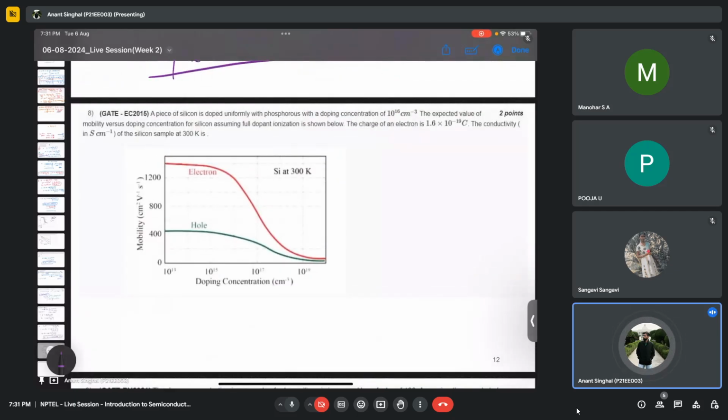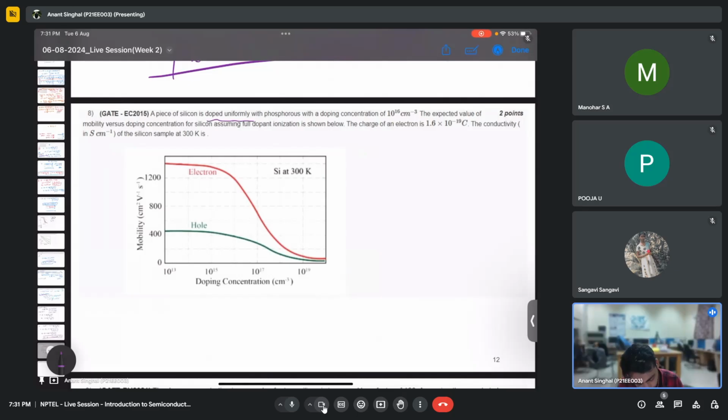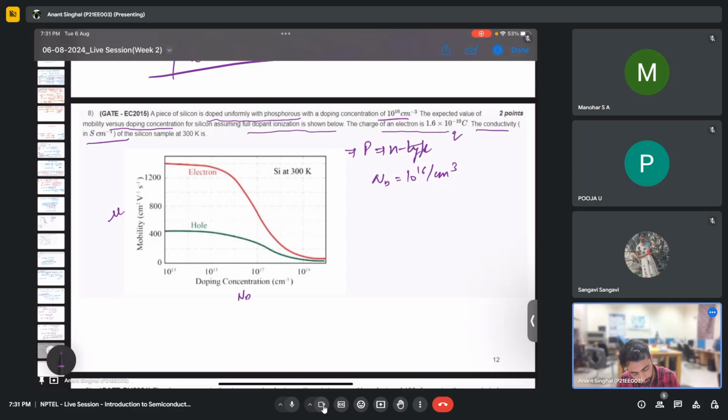So we have this question in which we have a piece of silicon which is doped uniformly with phosphorus. Phosphorus is an n-type impurity, so we can write Nd as 10 raised to power 16, which is given in the question. The expected value of the mobility versus doping concentration is given as a plot in the question itself, and the charge of the electron Q is given. What we need to find is the conductivity.